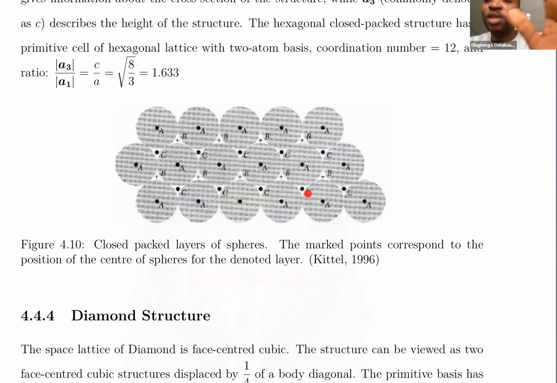This is what we are seeing from the top. When you arrange it in this manner and you look at it from the side, you also see this. When you look at it from the left and the right, you also see things that look like this.